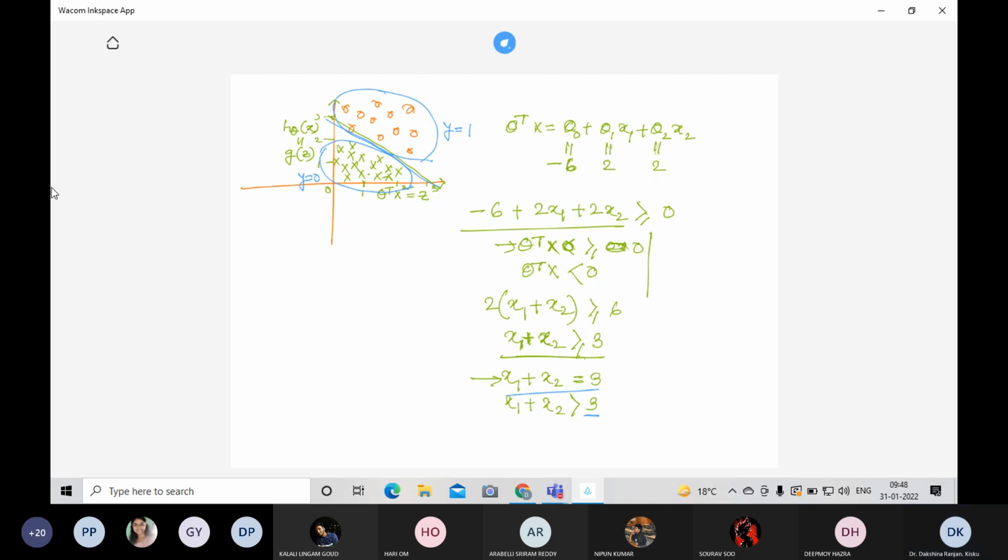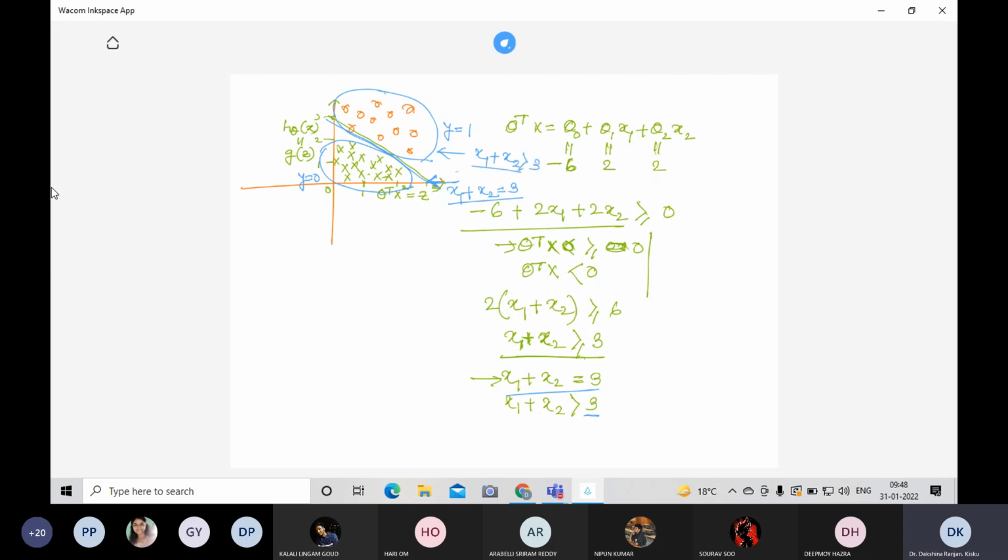Okay, and these points are found below this decision boundary. So therefore, this decision boundary will have x1 plus x2 equals 3. So the decision boundary is x1 plus x2 equals 3, and these points will have x1 plus x2 greater than 3.